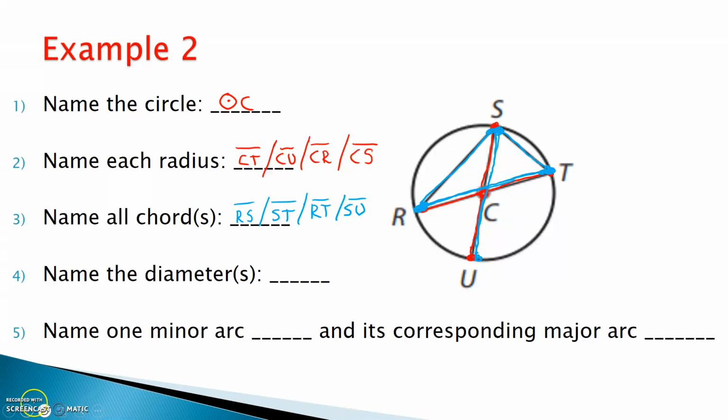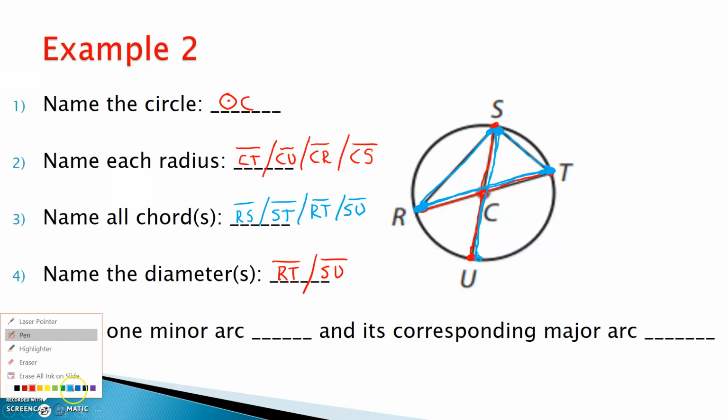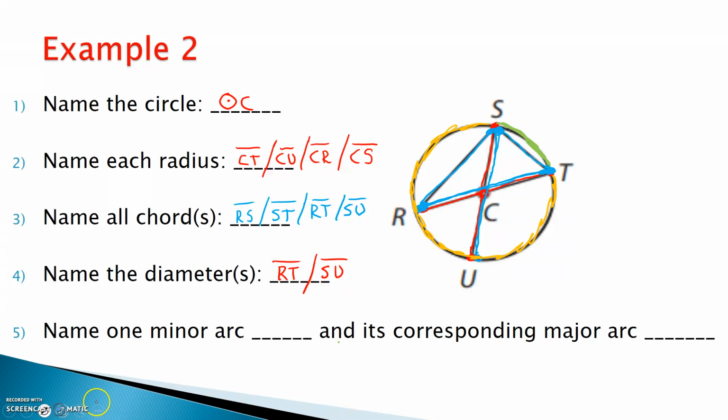Now let's jump into diameter. The diameter is going to be from R to T, and it's also going to be from S to U. Now minor arc, again, pick your favorite here. Sorry, I'm running out of time. For the minor arc, it's from S to T. That was a short one. You could have picked any other minor arc. And don't forget to put the little arc symbol up top.